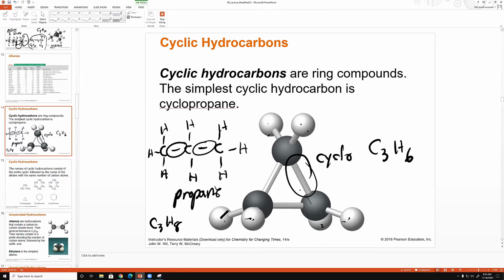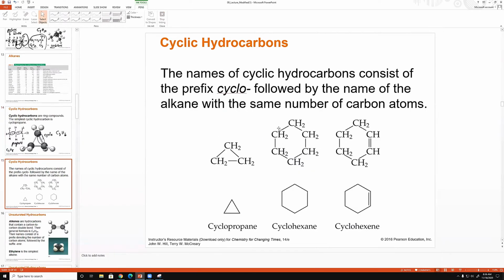So where this third bond would be, normally you'd have 2 extra hydrogens, but you have to remove those 2 hydrogens to make this carbon-carbon bond, which makes them not identical. Even though they're both types of propane, they're not identical. So that's important to understand: when you have a cyclohydrocarbon, it's completely different than a regular hydrocarbon. They're not the same formula or the same structure. And here are some examples of those. This is cyclopropane, this is cyclohexane.